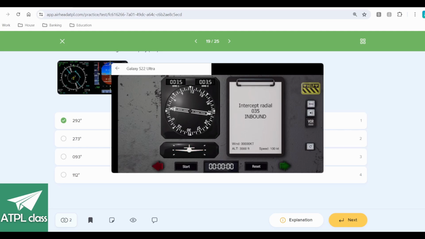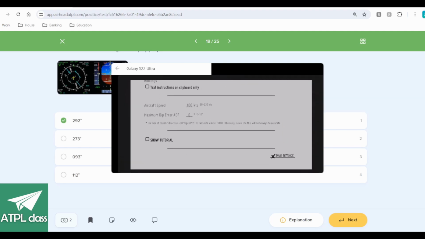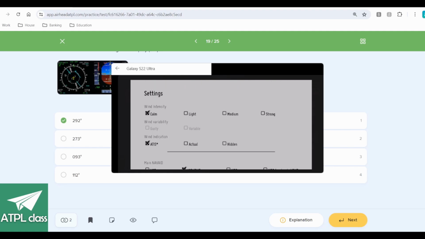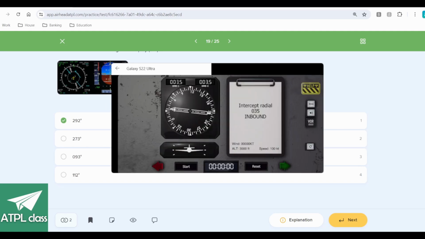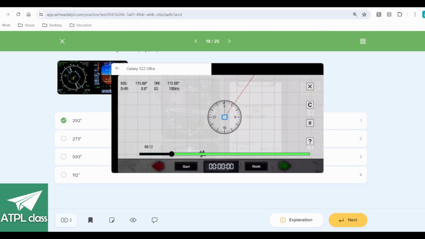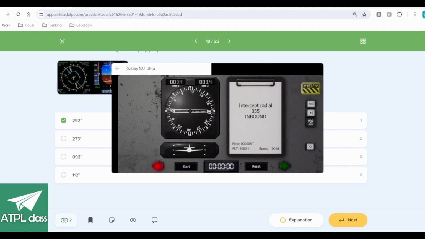Our challenge is to intercept radial 035 inbound. If you go to the menu, there's various settings you can adjust, like wind. It's definitely worth checking out if you're unfamiliar with this sort of thing. Save those settings, continue the mission. You click on the map there, you can see where we are. So we're obviously very far off. We're going to have to turn left, and all you do is click the left turn. You can see your aircraft starting to bank, and our heading start to change.